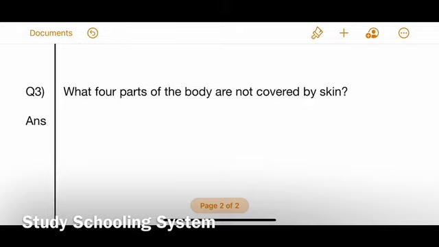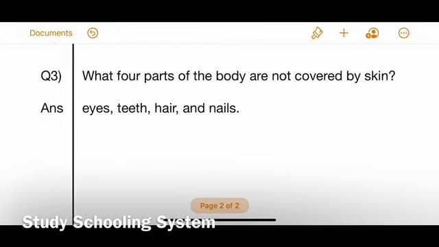Okay? So now question number 3. What 4 parts of the body are not covered by the skin? This is a bit tricky. Think and then write. So since the question is asking for only 4, we will write only 4. So the answer is eyes, teeth, hair and nails.